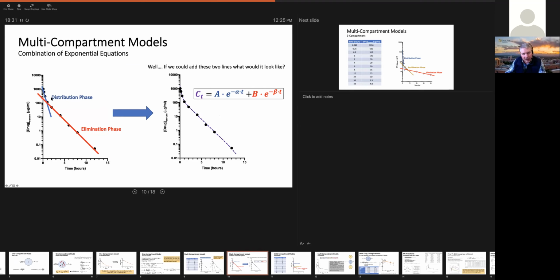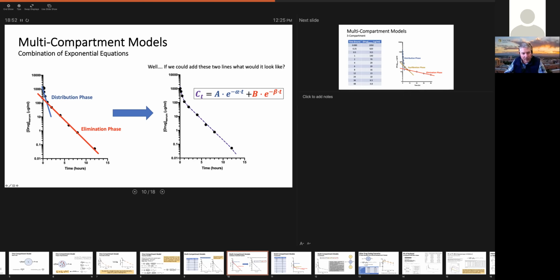If you add these lines together, and I got clever with my colors because I have blue here and red here, and blue plus red equals purple. If you add those, you get a line that fits all of this data quite nicely and describes it. And this is the basis of multi-compartment models. It's just adding these together.